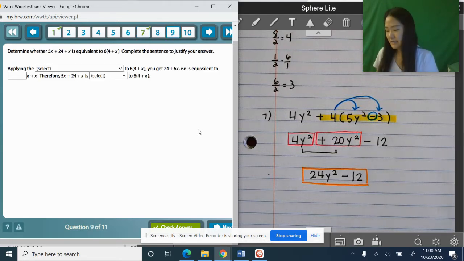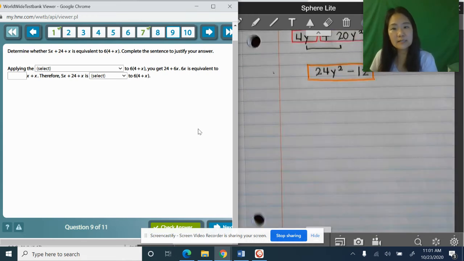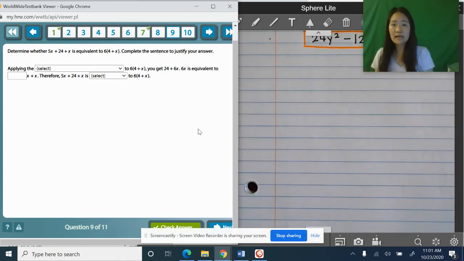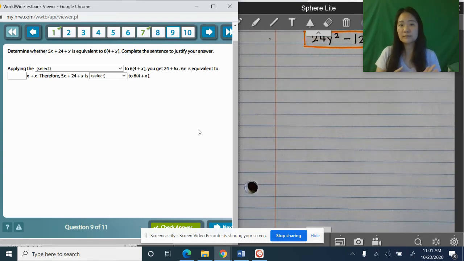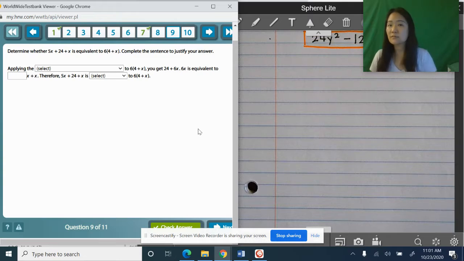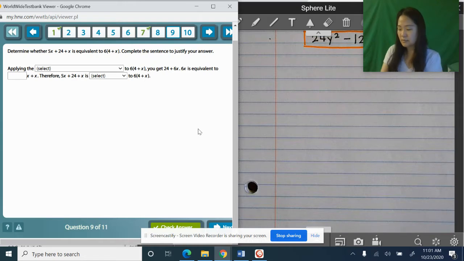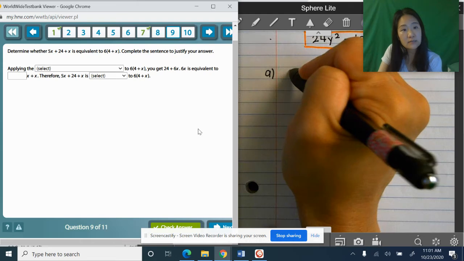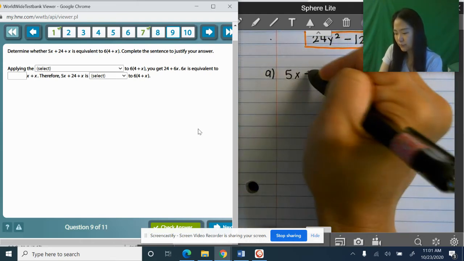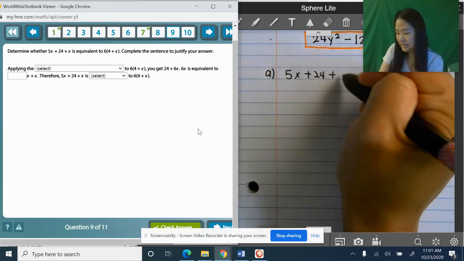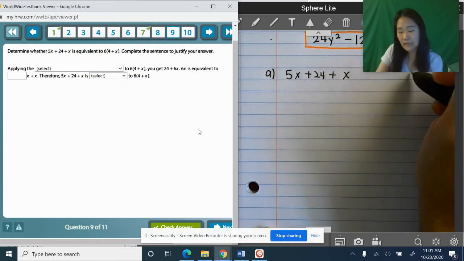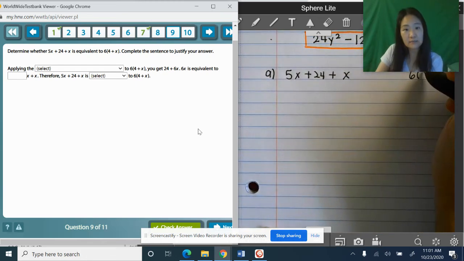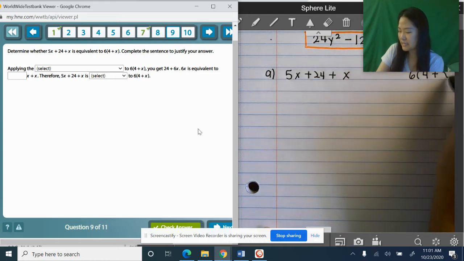Number 9, it says, determine whether 5x plus 24 plus x is equivalent to 6 times parentheses 4 plus x. And then complete the sentence to justify your answer. So first I'm going to write those two separate expressions. Here's 5x plus 24 plus x. Here I'm going to write the other expression, 6 times parentheses 4 plus x.